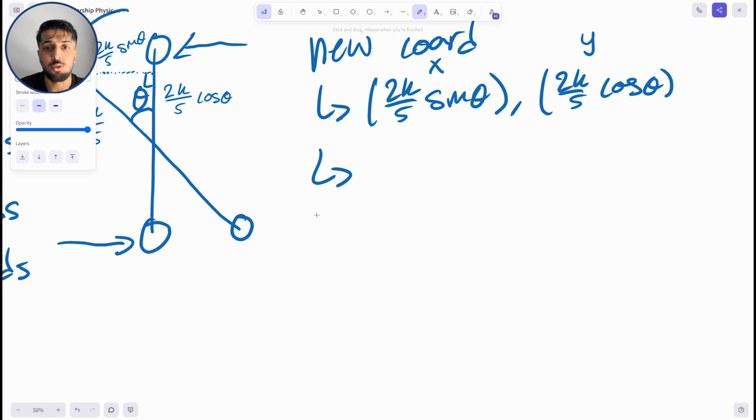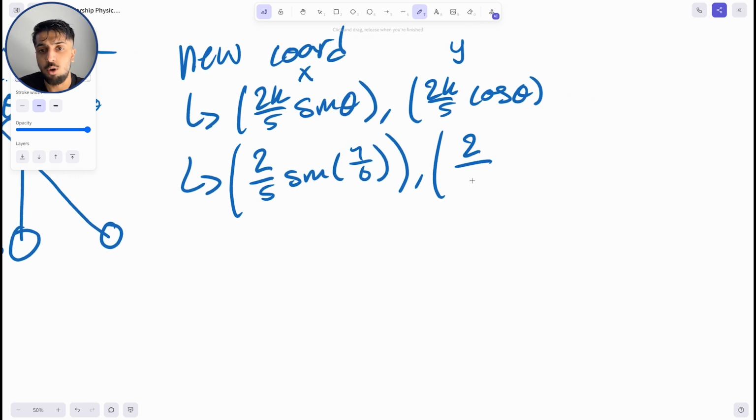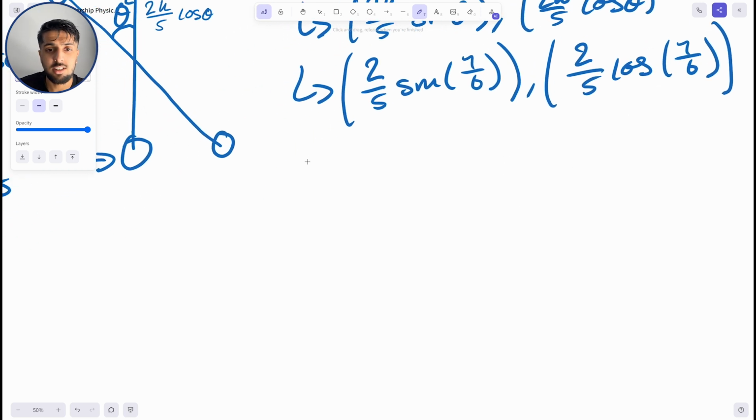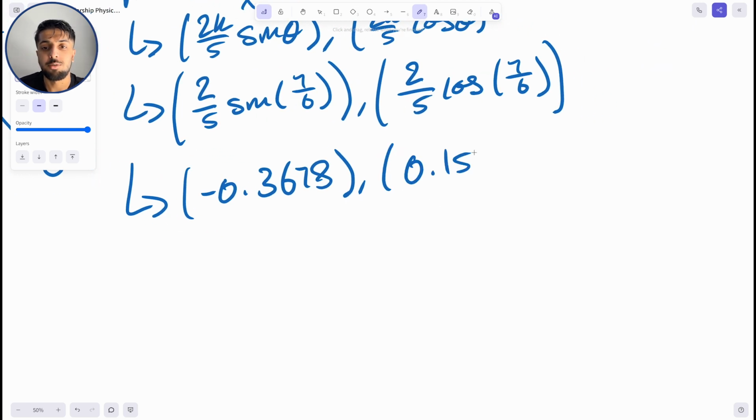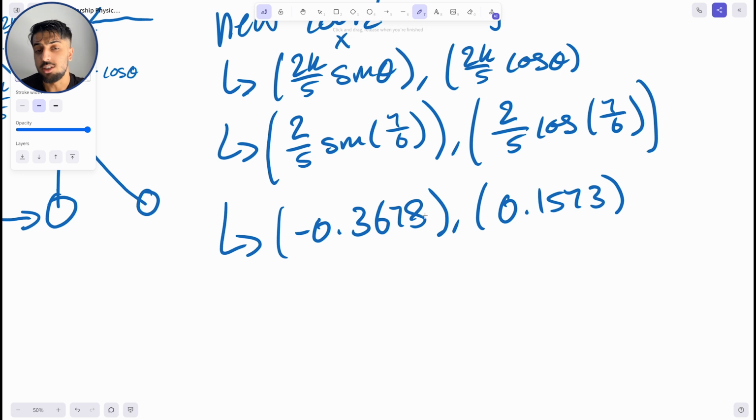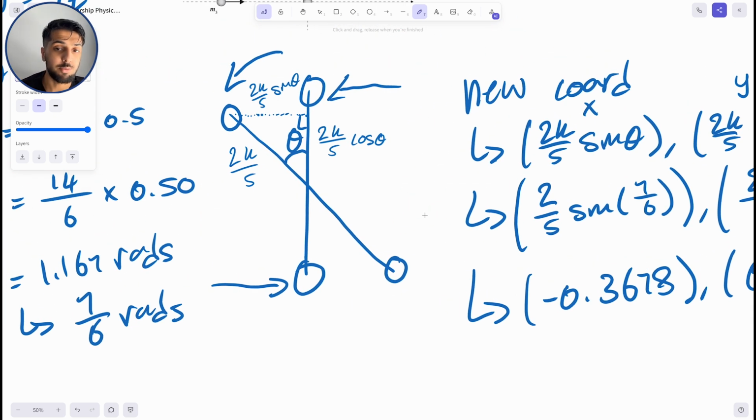Plugging in our values, we know that k is just 1, so that's 2 over 5 sine of 7 over 6, and our y is again 2 over 5 cos of 7 over 6. Now plugging this in our calculator, this gives us an x coordinate of negative 0.3678 and a y coordinate of 0.1573. So that is the new coordinates of the masses m2 and m4 after the collision. But as discussed previously, the center of mass is also going to move, so we need to take that into account also, and then we can find the true new coordinate of masses m2 and m4.